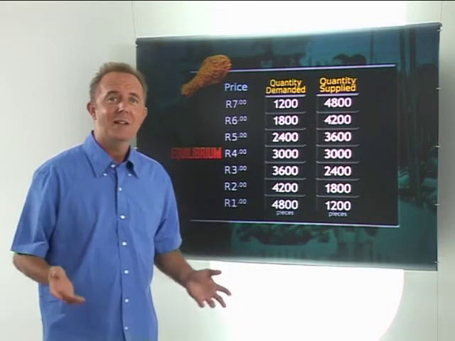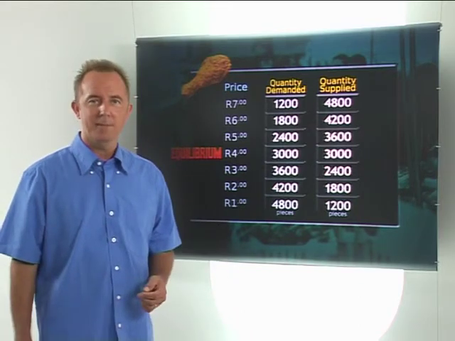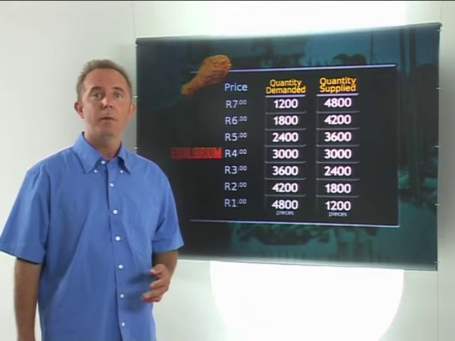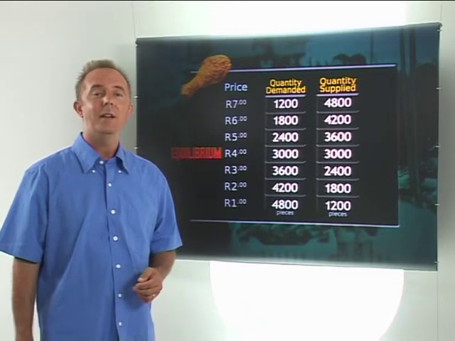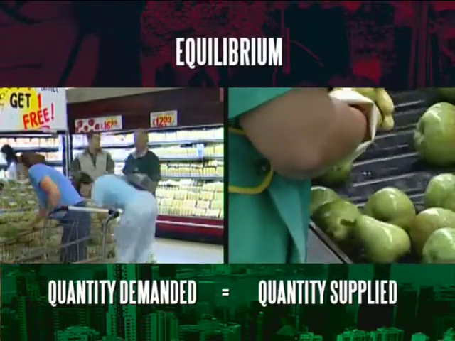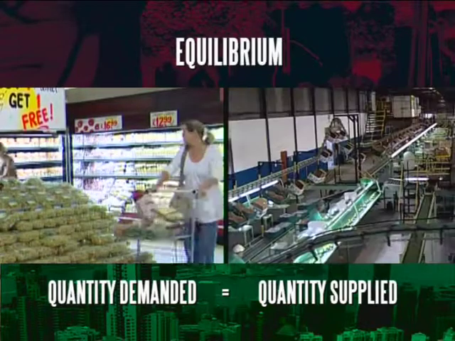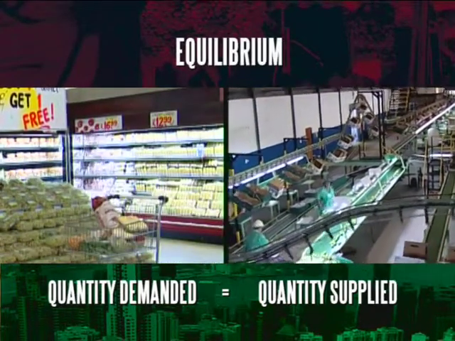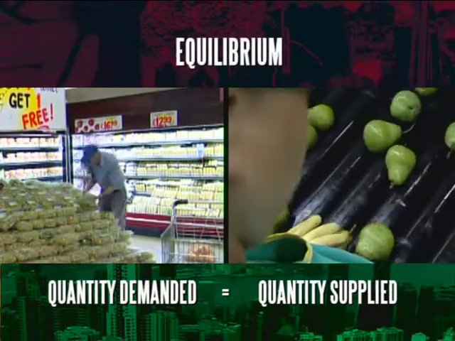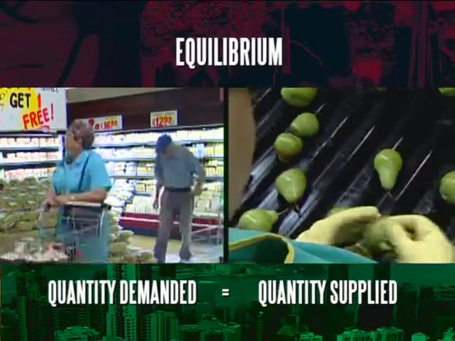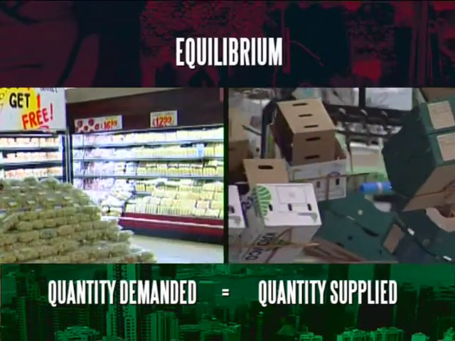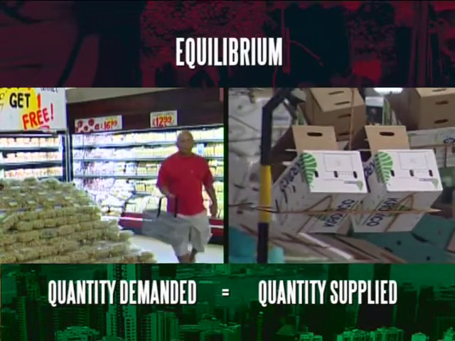And this position is known as market equilibrium. In this case, the equilibrium price is 4 rand, and the equilibrium quantity demanded and supplied is 3,000. This market equilibrium position indicates that no market participant has any reason to change his or her behaviour. Buyers and sellers are happy to trade at that price, and there are no further pressures on prices and quantities in the market to change. The plans of the buyers exactly match the plans of the sellers.